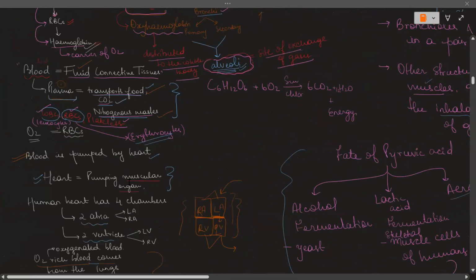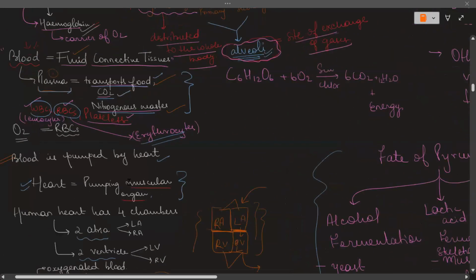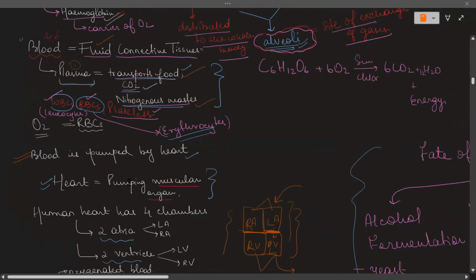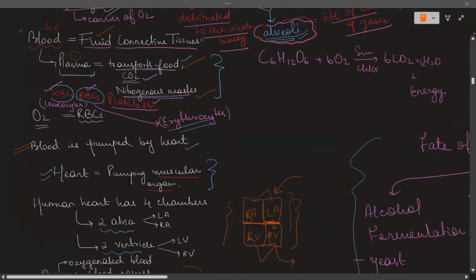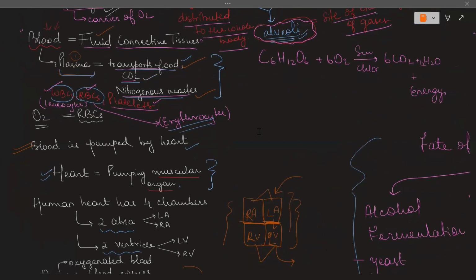Now you can give the new heading as transportation. And then you can write that blood is the fluid connective tissue and everything. And then I will recite the things that you need to write. First you write this down and tell me when you're done. Then I'll recite.